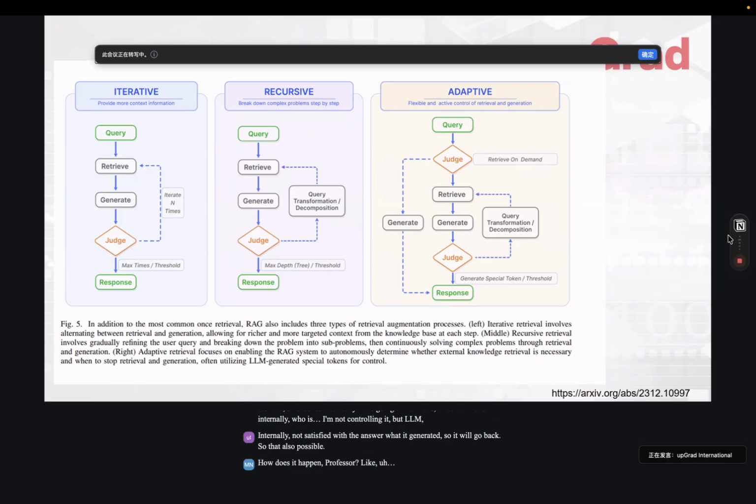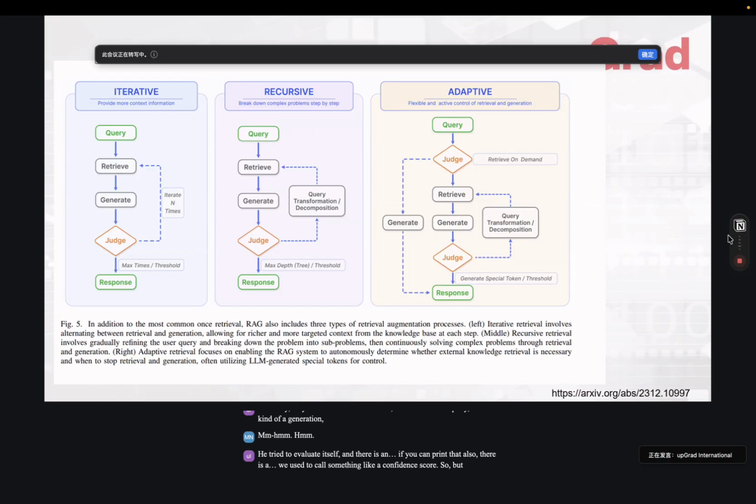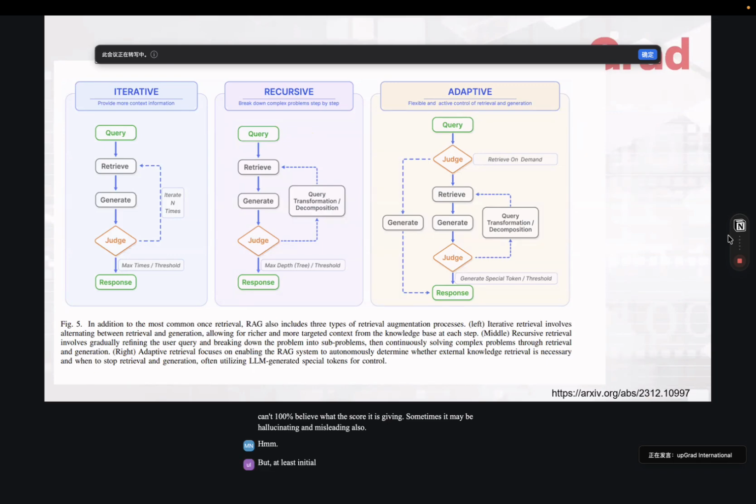Internally, they have some kind of score for this kind of query, for this kind of generation. It tries to evaluate itself, and if you can print that, we used to call it something like a confidence score. But I can't 100% believe the score it is giving. Sometimes it may be hallucinating and misleading, but it is at least an initial checkpoint, because you are not guaranteed that it will take only one iteration and then come back.